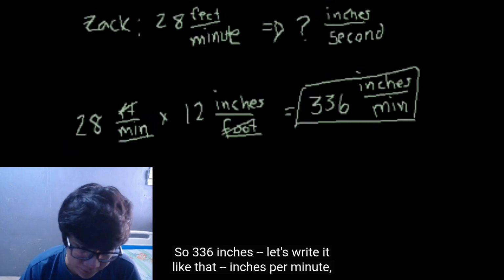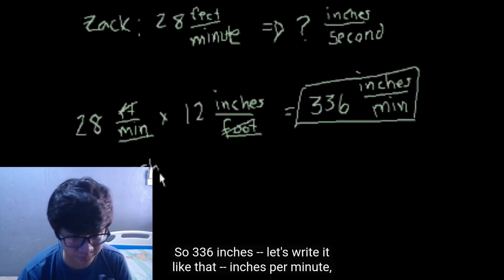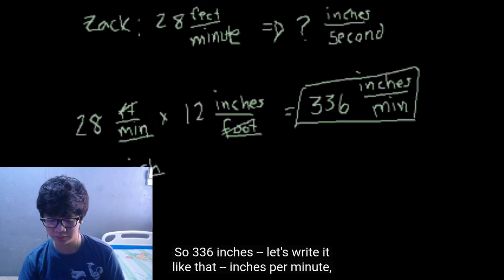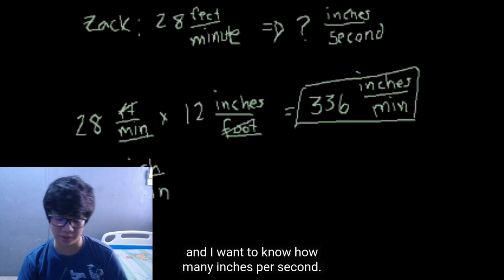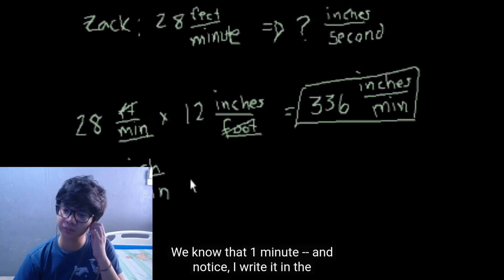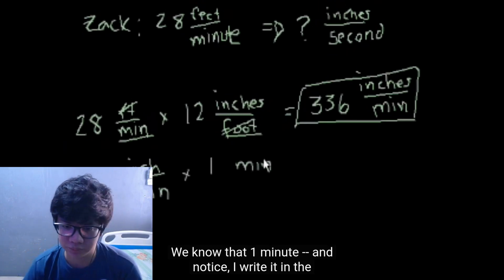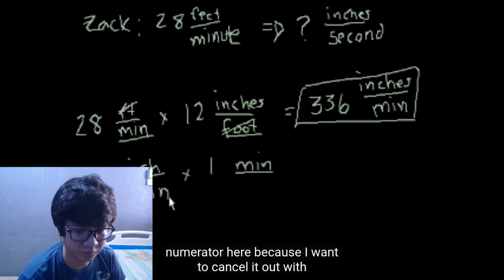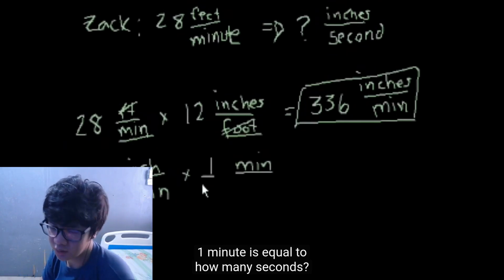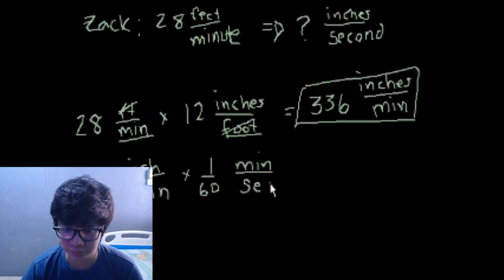So I'm going to be going 336 inches per minute, and I want to know how many inches per second. Well, what do we know? We know that 1 minute, and notice I write it in the numerator here because I want to cancel it out with this minute here, 1 minute is equal to how many seconds? It equals 60 seconds, right?